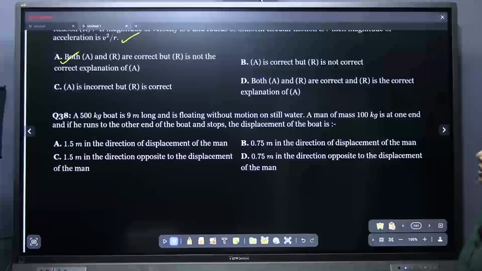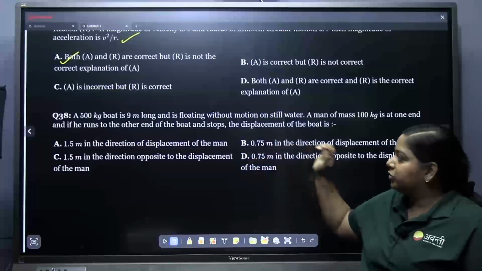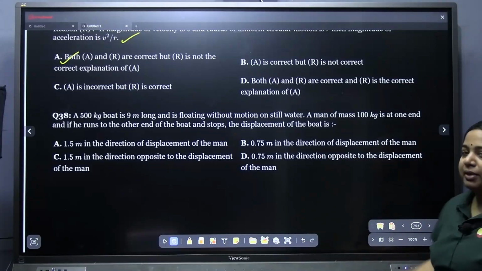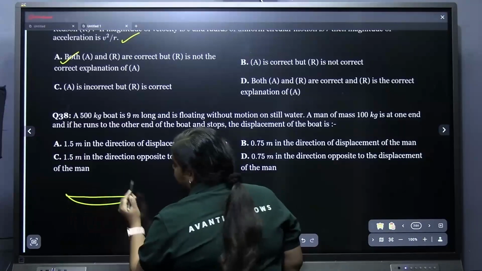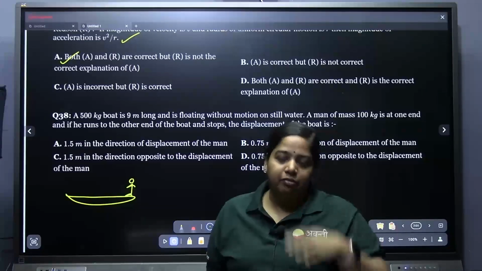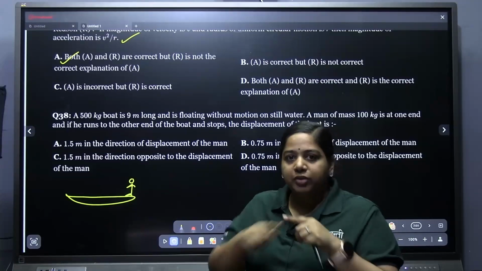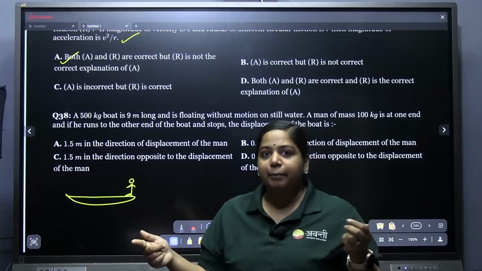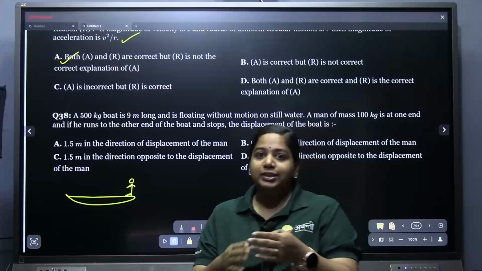Next one, a 500 kg boat is 9 meter long and is floating without motion on still water. A man of mass 100 kg is at one end, and if he runs to the other end of the boat and stops, the displacement of the boat is? See, this is the boat and the man. There is no external force acting on it, right? Floating means there is no external force acting on it. So if the man is running, what will happen? He is pushing the boat back. That you already know, right? But how much will it move?